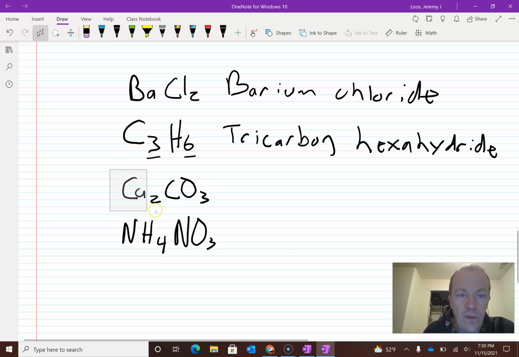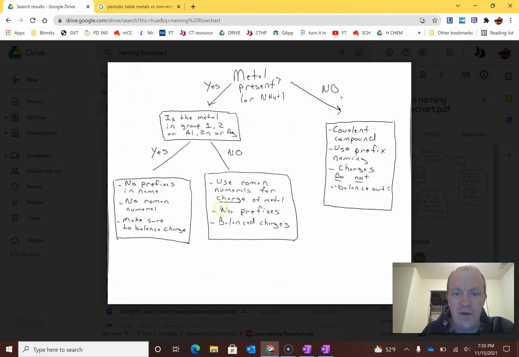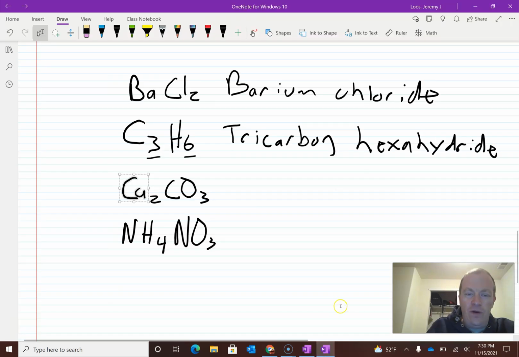Cu2CO3. Okay, so Cu is a metal. Yes, but it is not in group 1, 2, or aluminum, zinc, silver. So it's going to need Roman numerals for the charge of the metal. We're not going to use prefixes here. So this one also has a polyatomic ion. That's a polyatomic ion called carbonate. Now, I know that because I have it memorized, but you might have to look it up.